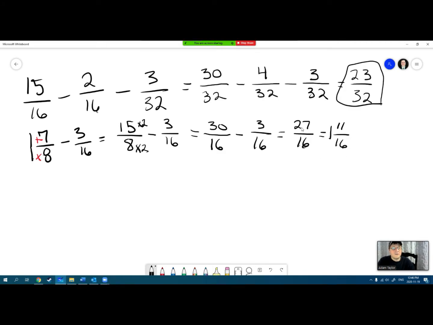Okay, so 16 goes into 27 once. So therefore, 27 minus that 16 leaves you 11, and you always write it over the denominator, because that doesn't change. Okay, let's move on to multiplication.